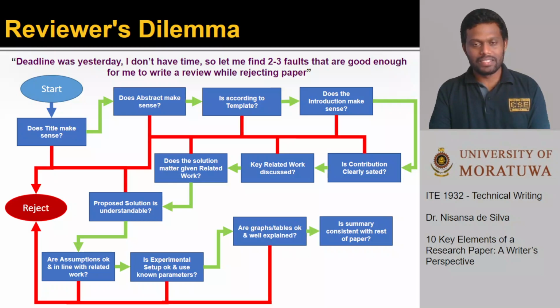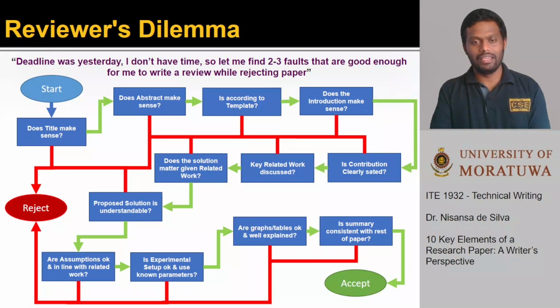If your summary is making grandiose claims that do not make sense with the rest of the paper, it's a reject still. And if all of these things have passed to the satisfactory level of that particular reviewer, then and only then will your paper get accepted.